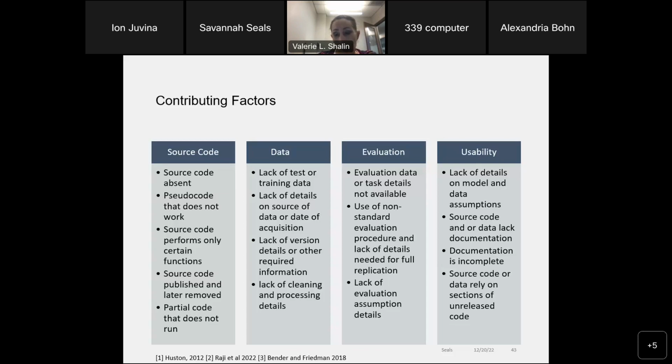And then we have a whole group on usability. There is a lack of details about the model and the model assumptions. The source code or the data lack documentation. We wrote some documentation, but it's very incomplete; maybe it only tells you how to do one of the things we talked about in the paper. And the source code or data relies on sections of unreleased code, or maybe it's not even your code. Maybe you got it from somebody else in your department, but they don't release it. So Joe Schmo on the internet who's trying to reproduce your results can't do so because your coworker hasn't released that code.